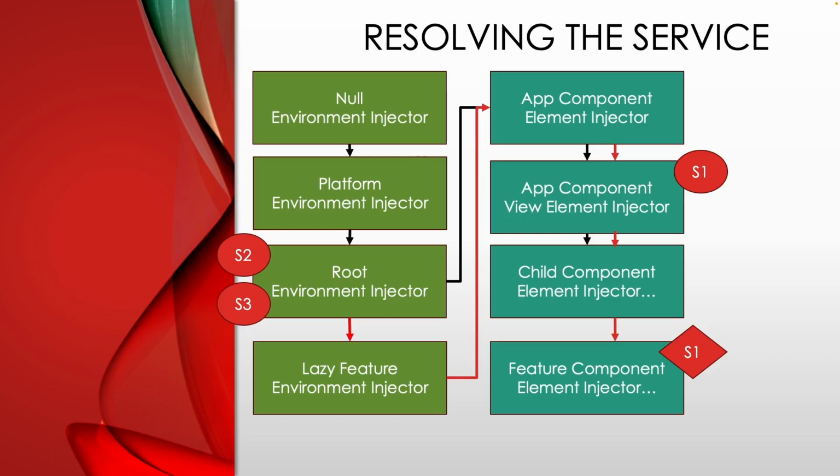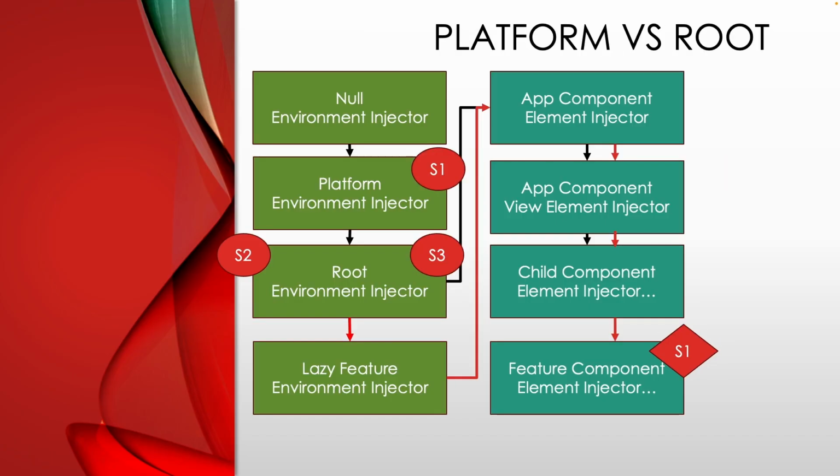Let's simulate a mistake. Let's say you decide to provide Service 1 at the platform level to share it across 5 applications and improve performance. A month later, you add dependencies Service 2 and Service 3 to Service 1. When Service 1 is injected in the feature component, Angular walks up the hierarchy, ending at the platform injector. It tries to instantiate Service 1, but can't resolve Service 2 because it doesn't exist in the platform injector. Angular doesn't go back down to find the dependencies, it only goes up. The next step is the NullInjector, and you get an error.